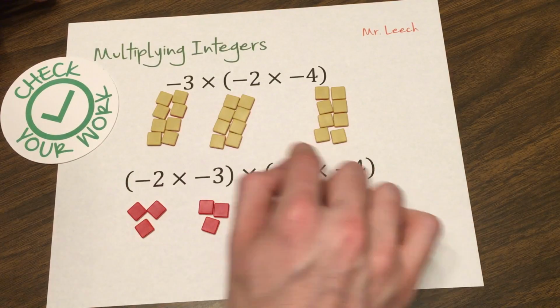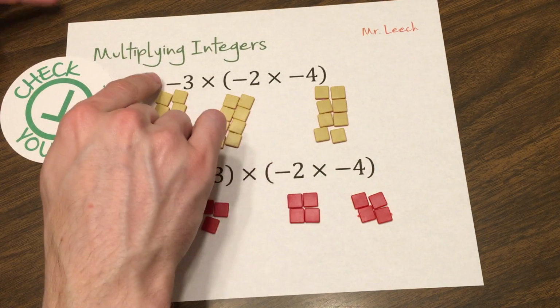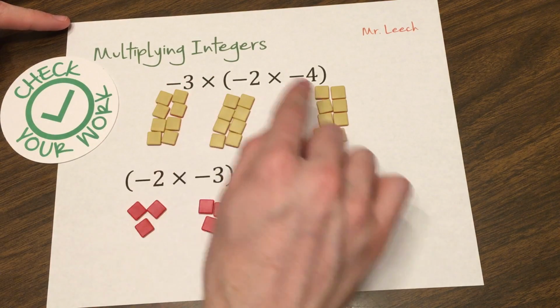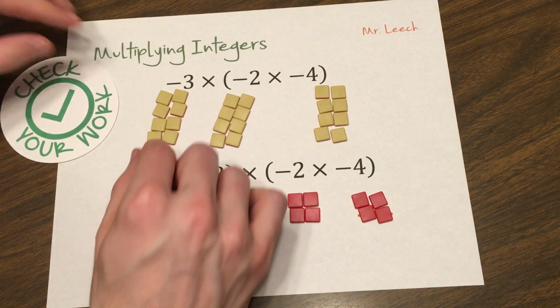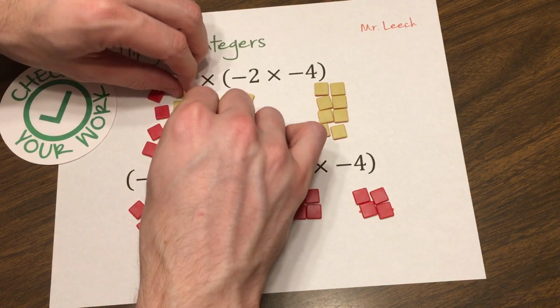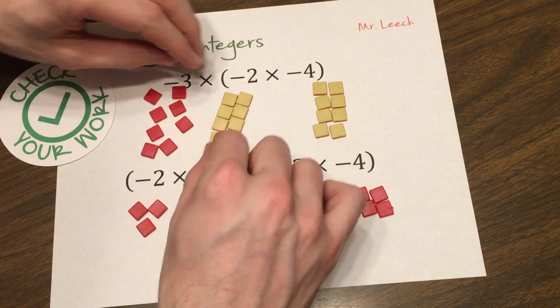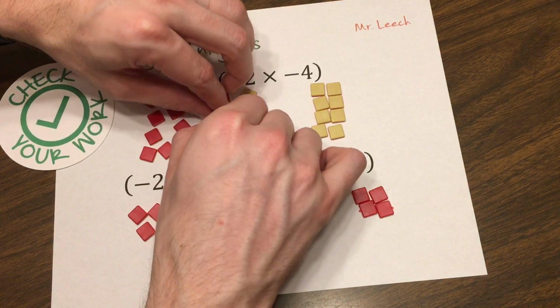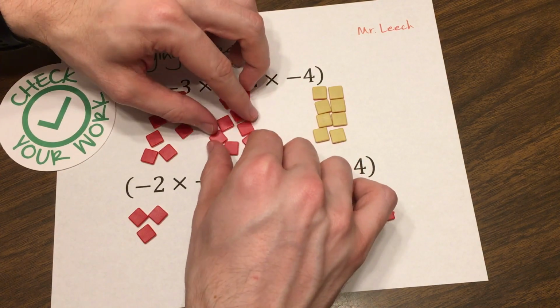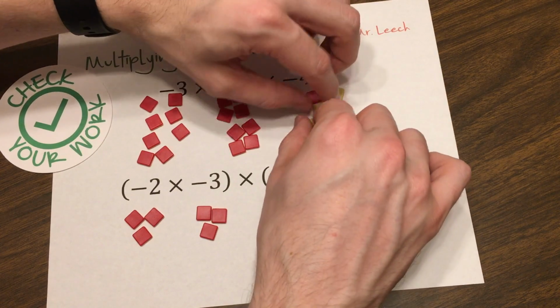I have 3 groups of 8, but that pesky negative is there, so I'm actually multiplying by a -3, so all of these need to get negated. So once I flip all these over, you'll see that there are going to be 24 squares, and each of them are going to be negative. So this will end up being -24.